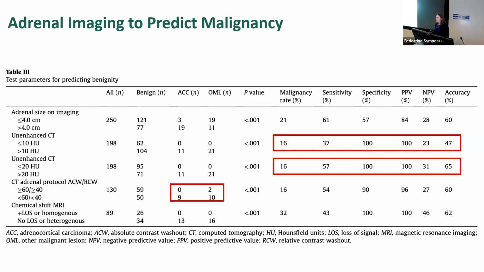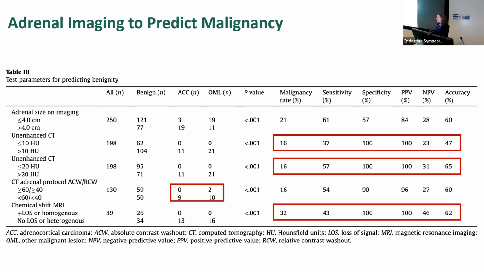And I think the most important piece of their findings was that when you use an adrenal protocol CT with either the absolute or the relative washout, then you miss 2 patients with other malignant lesions that would maybe not have been worked up further or certainly would not have been taken to surgery. They captured everyone with an ACC, but there were patients with other malignancies that may have benefited from adrenalectomy that were potentially missed.